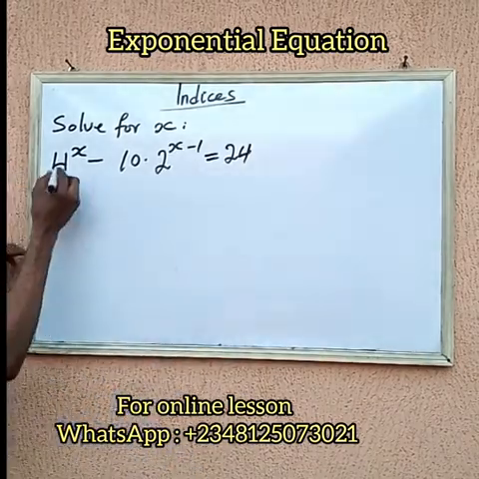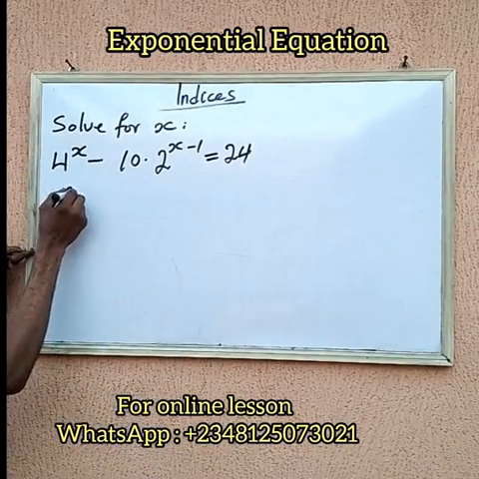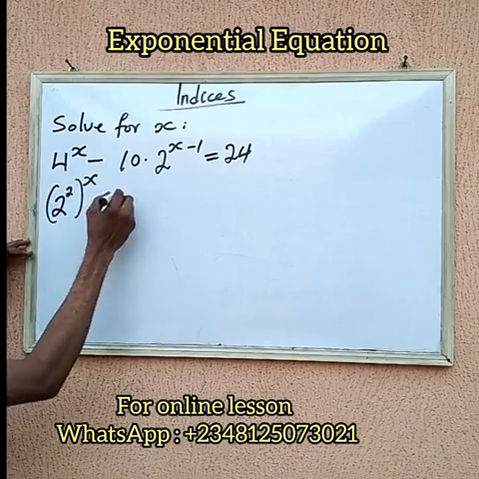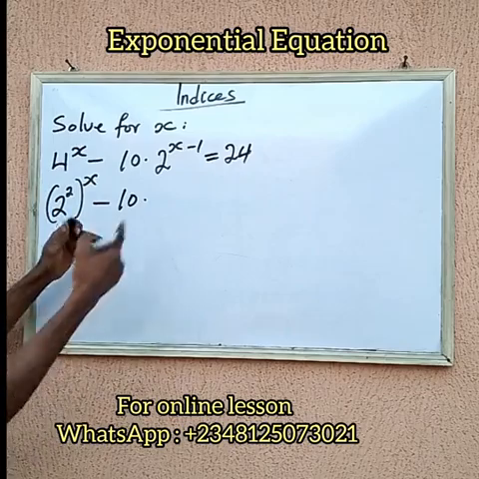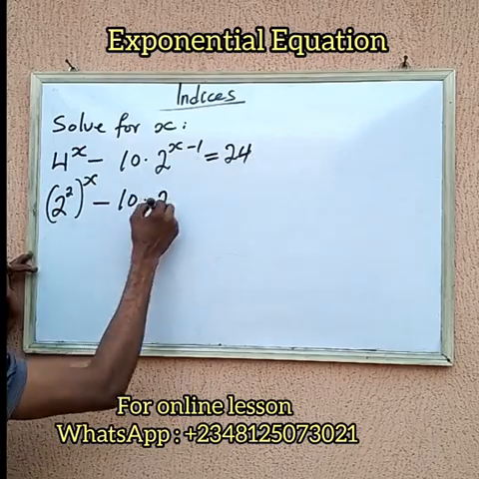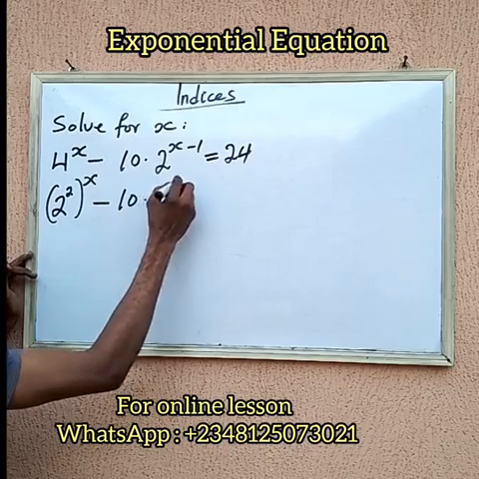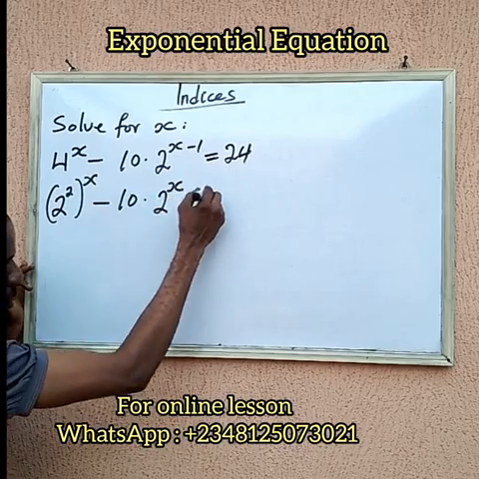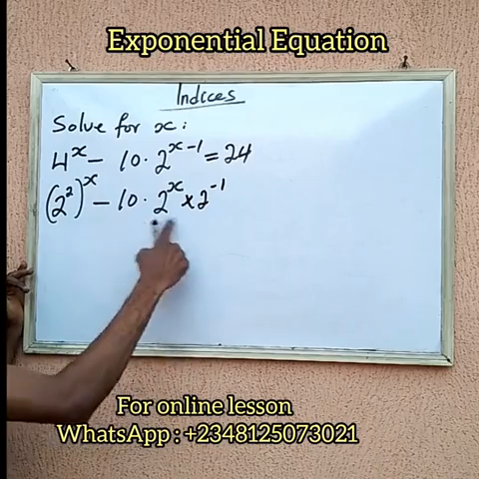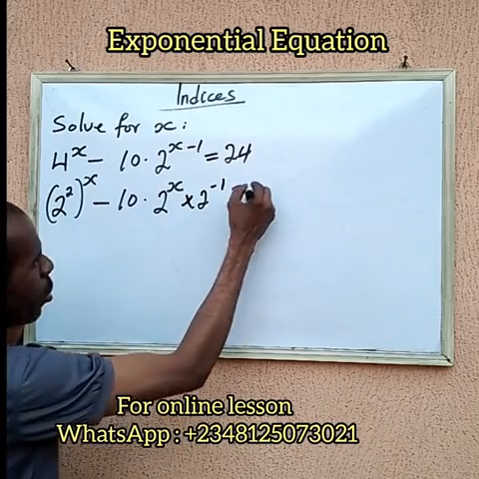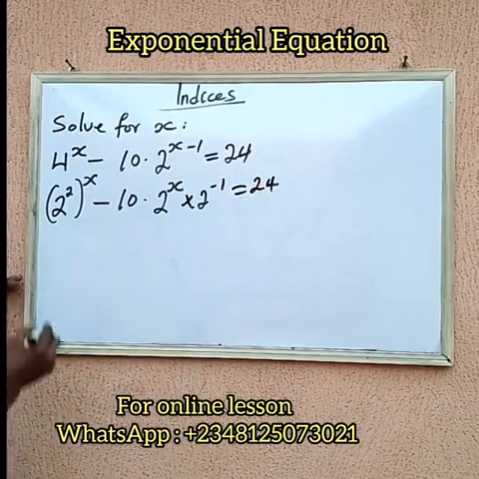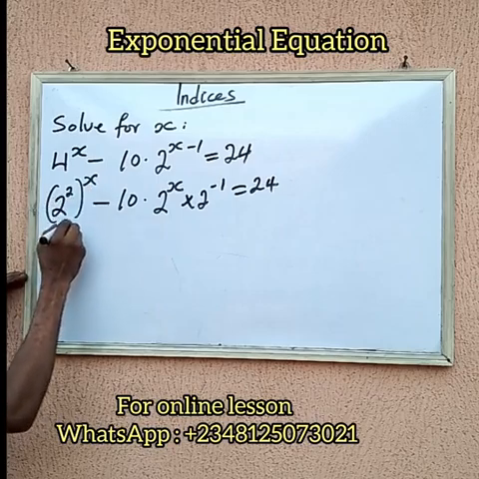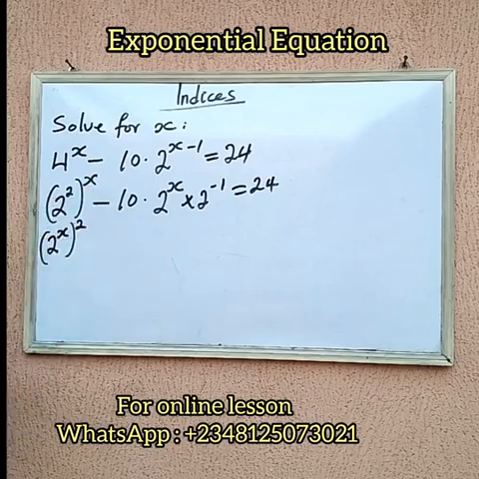Now, this one can be expressed as 2 raised to the power 2x, then minus 10 multiplication, and this one will be expressed as 2 raised to the power x. Then because it's minus, we can say multiplying 2 raised to the power negative 1, or you can simply divide it at once. Then equal to 24. Now we have here 2 raised to the power, we can bring this x inside since we are expressing in base 2, then 2 will be outside.